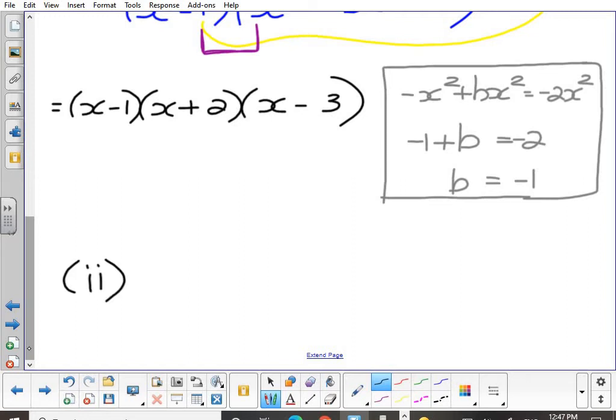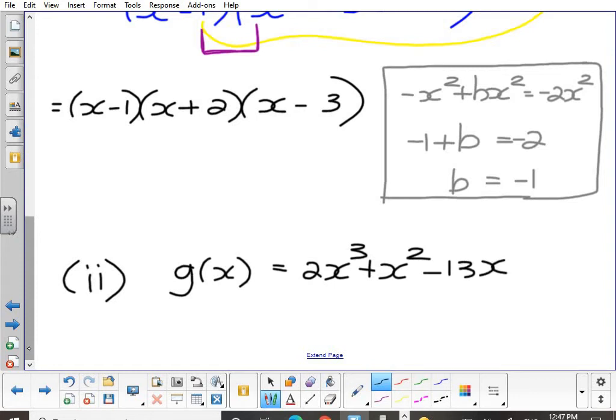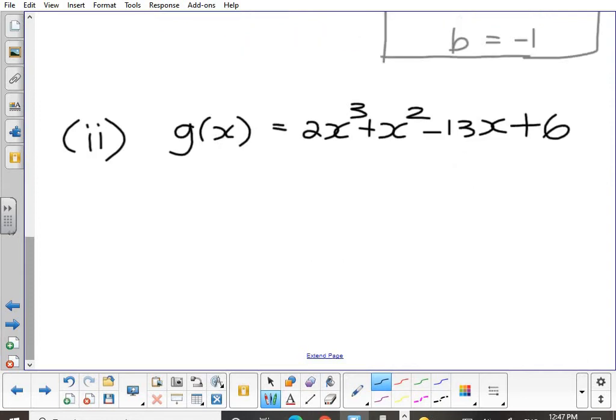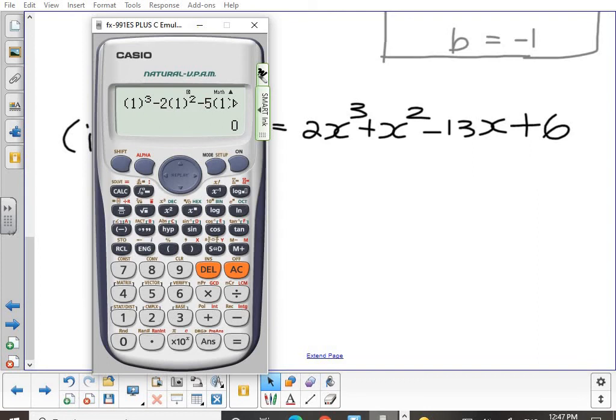Example number 2, I'm going to take it from your textbook. It says g of x is equal to 2x to the power of 3 plus x squared minus 13x plus 6. They asked me to factorize that. So step number 1 says factor theorem. You take your calculator, if you don't have the smart silver one, and you start substituting. Let's see what happens.